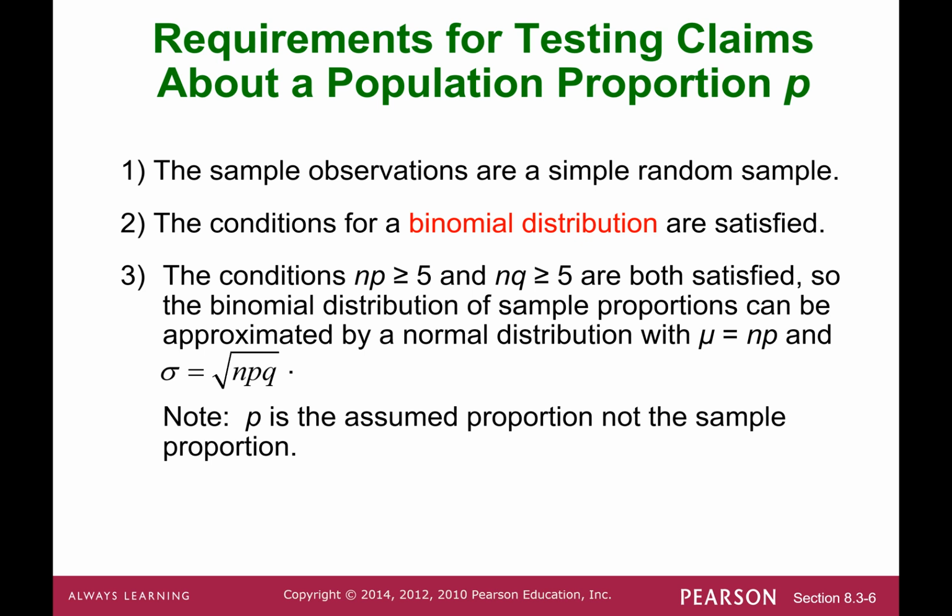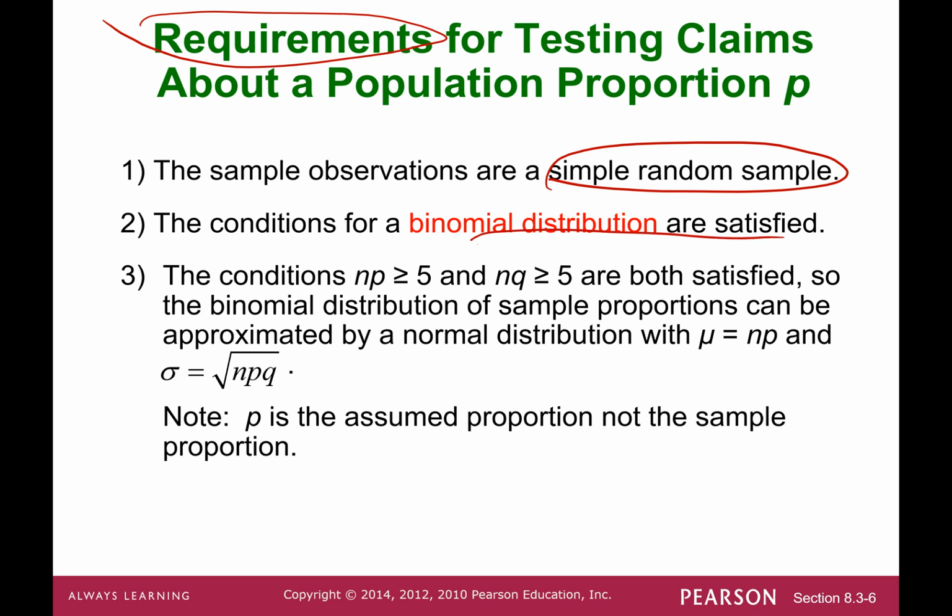So let's talk about the requirements for testing a claim about the population proportion P. The sample must be a simple random sample. The conditions for binomial probability distributions are satisfied, the 4 conditions: a fixed number of trials, the trials are independent, outcomes are in 2 categories, and the probability of success and failure remain constant.